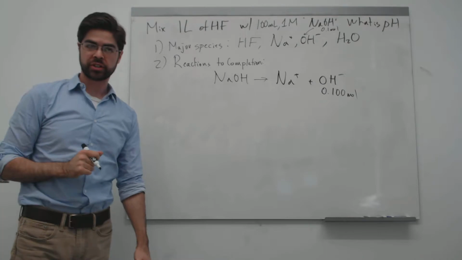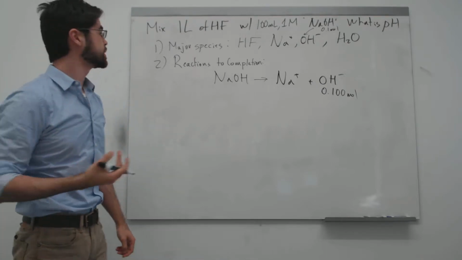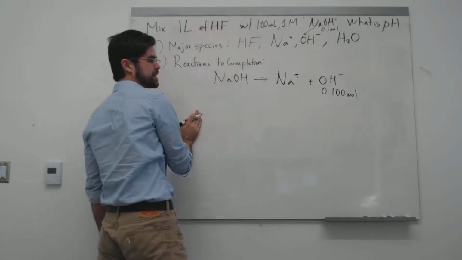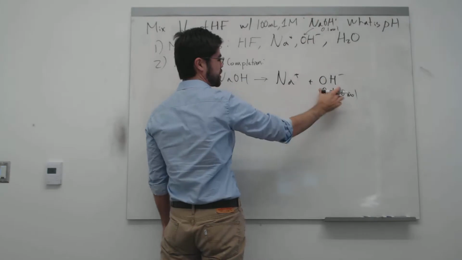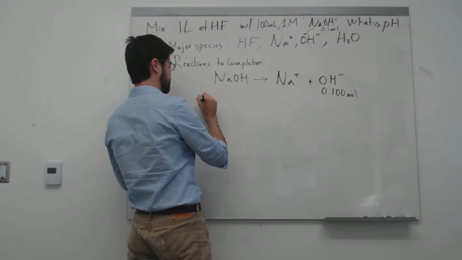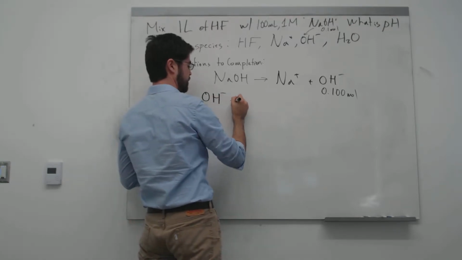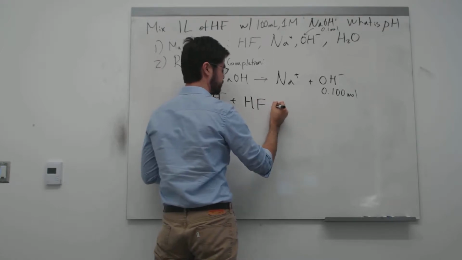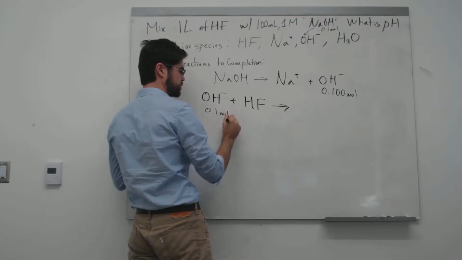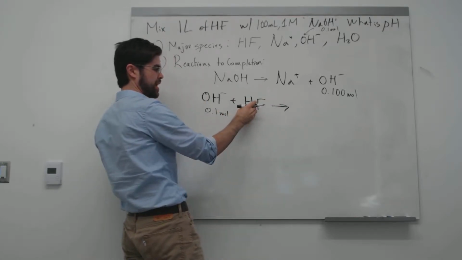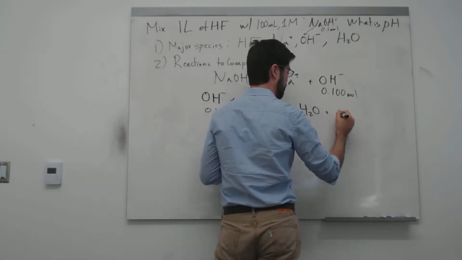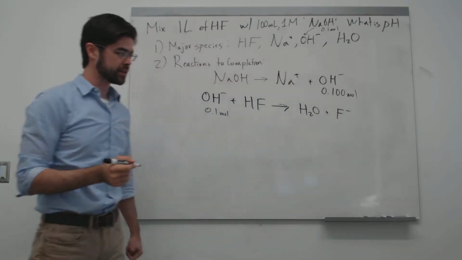Are there any other reactions that go to completion? And there is. Because I have a weak acid present, hydrofluoric acid, and since I've added sodium hydroxide, I have hydroxide ions which act as a strong base. I have a reaction between a strong base and the weak acid, hydrofluoric acid. What happens here is the hydrofluoric acid donates its proton to the base, so you get H2O and fluoride ions.